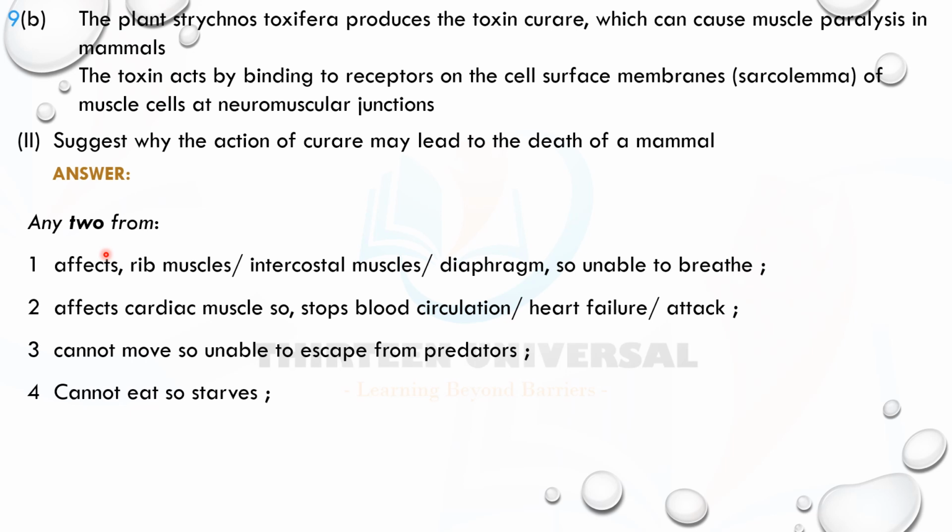Can you see? Affect rib muscles. The intercostal muscles or diaphragm are affected, so the animal is unable to breathe. Affect cardiac muscles, so blood circulation stops, leading to heart failure or attack. Cannot move, so unable to escape from a predator. Cannot eat, so it starves to death. So this poison is from the plant. When you see this plant, run for your life, guys.